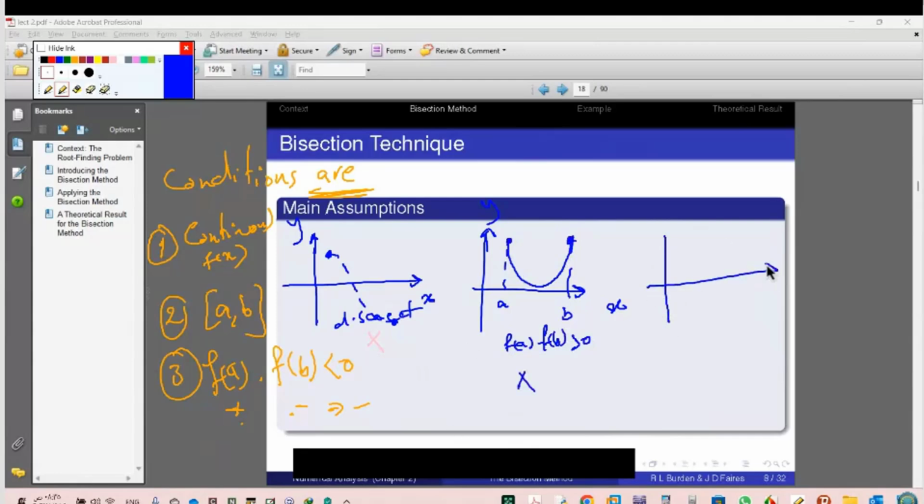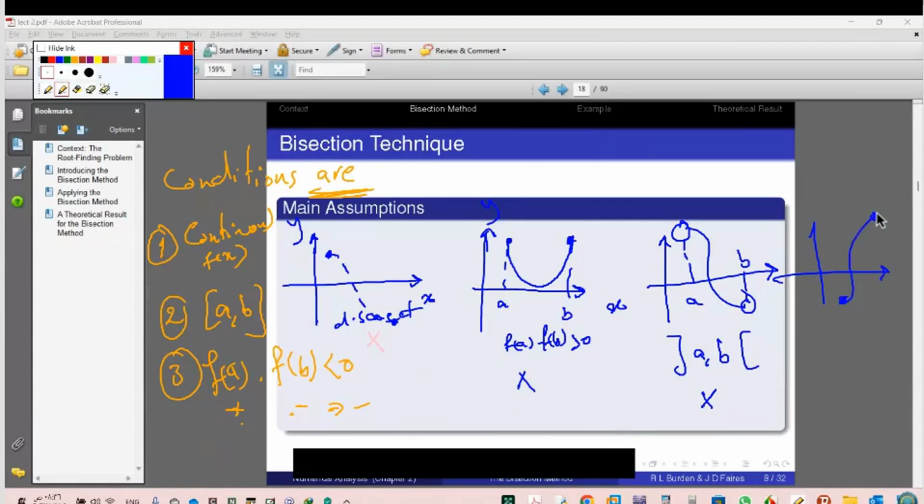Third case, I have this function. This is A. This is B. Also I cannot, because we are dealing with an open domain for the last point. So also I cannot use the bisection method.